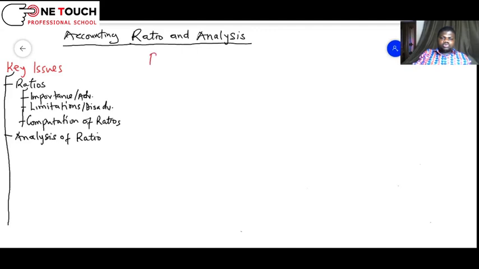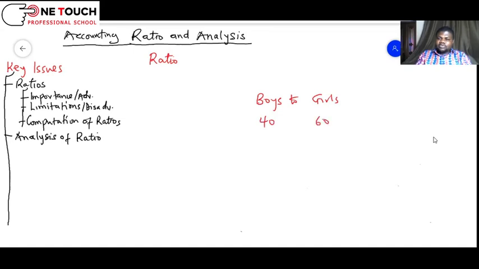When we talk of ratio, we've been hearing of ratio from elementary. So the first question is, what is ratio? A ratio is used to show the relationship between two elements or two items. We want to know the ratio of boys to girls. If the boys are 40 and the girls are 60, we say the ratio is 2:3. Whenever you have 3 girls in the classroom, you also see 2 boys. This is the relationship between the boys and girls in the classroom.